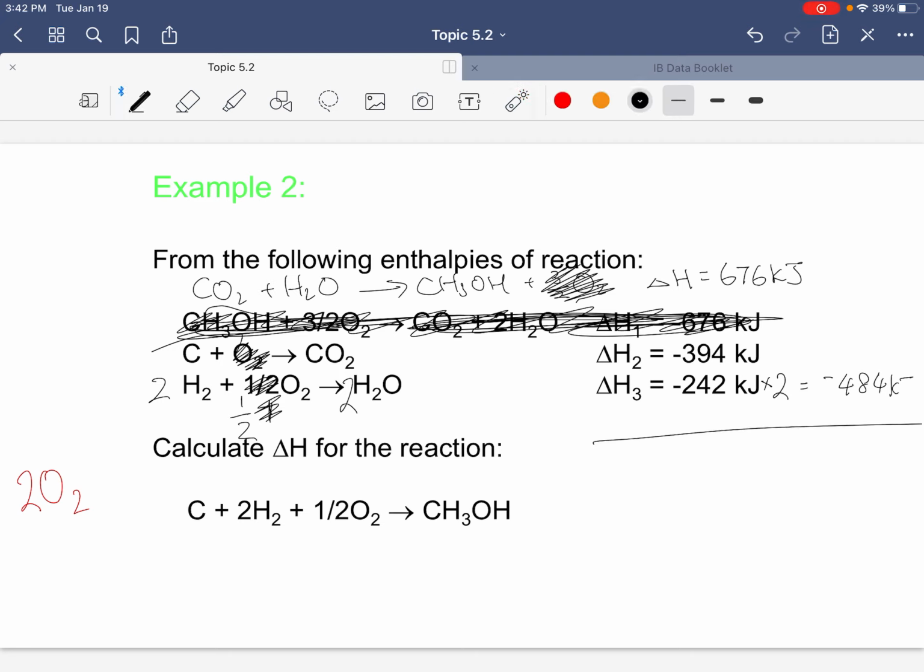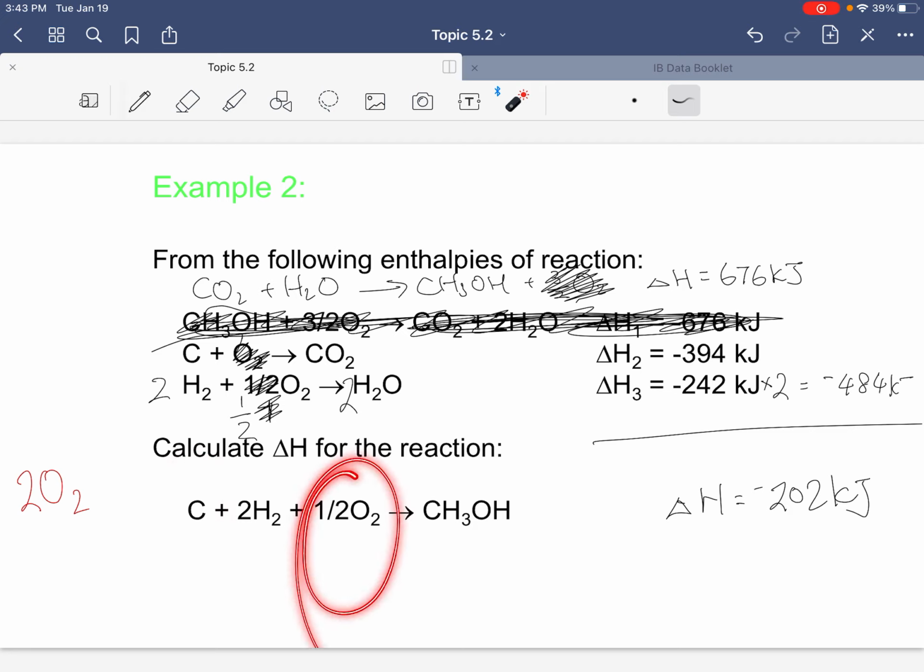You get the idea. You guys are mathematicians. All right, sum all of this up. Delta H will be negative 202 kilojoules. Again, 202 kilojoules per every mole of C, per every 2 moles of H2, per every half a mole of O2, depending on what you want to talk about. All right, that was a little crazy because of a little bit of fraction, but as I said, don't let these fractions scare you.